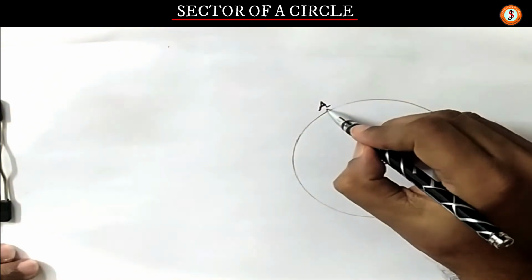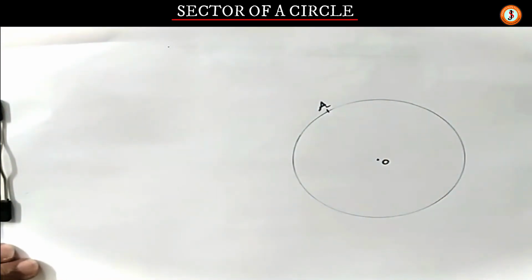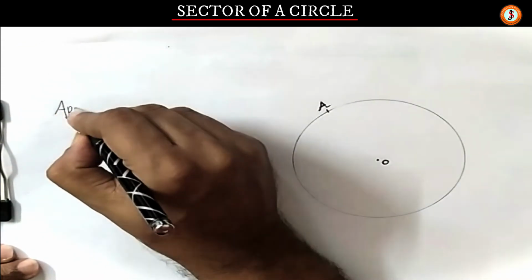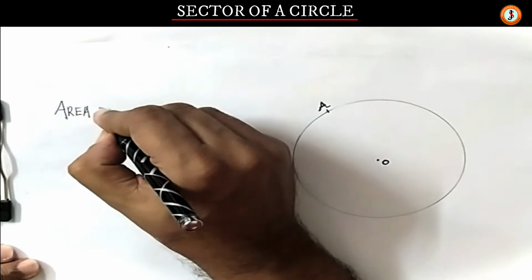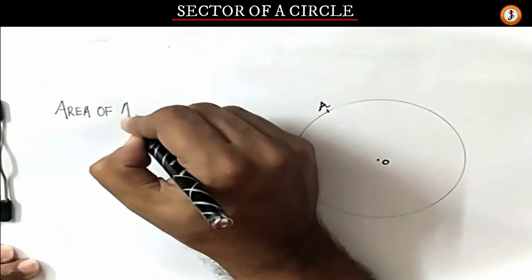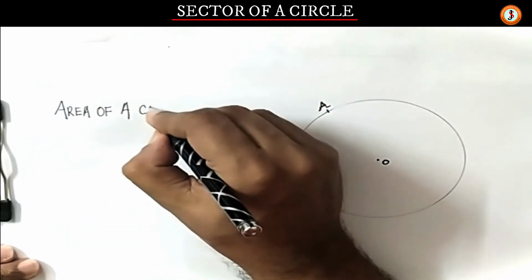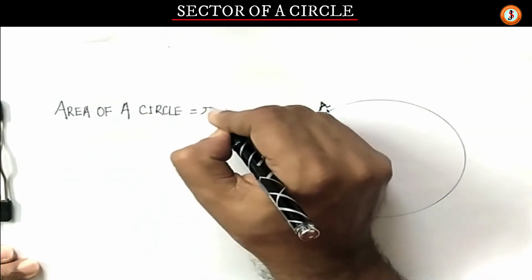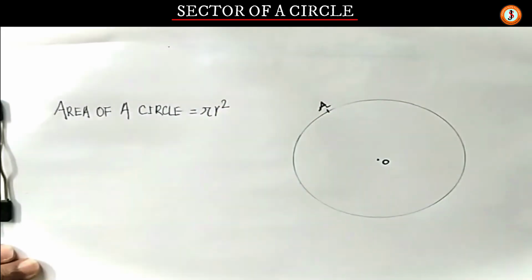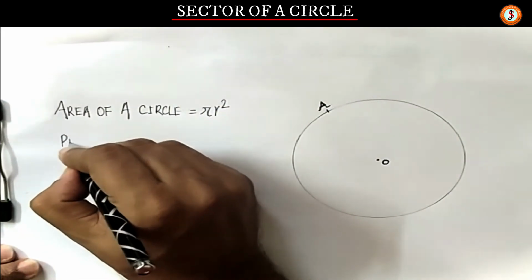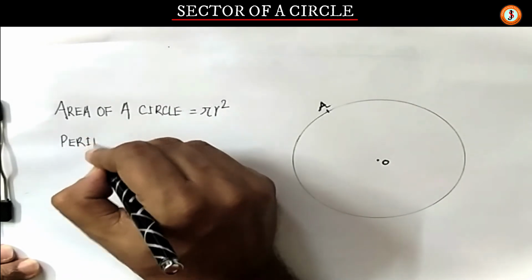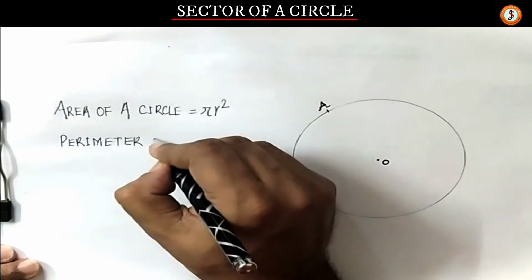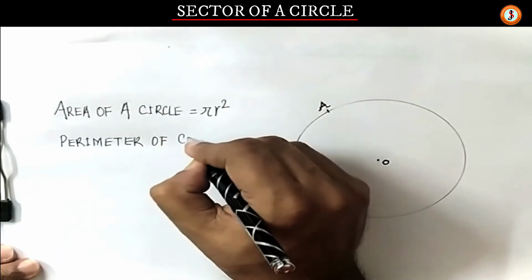Now Sachin, do you know what the area of a circle is? We have studied it in our previous classes. It's pi r square. Area of a circle is pi r square. Okay, very nice. And the perimeter of a circle, what is it? 2 pi r. Perimeter of a circle is 2 pi r.